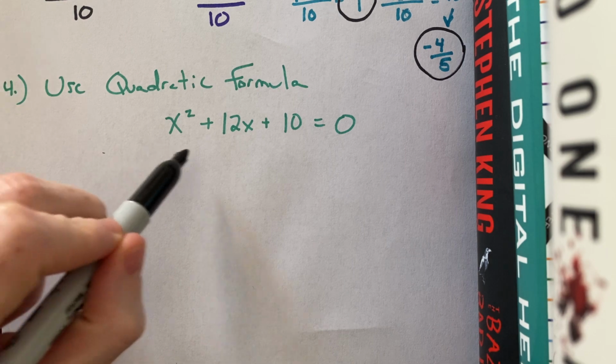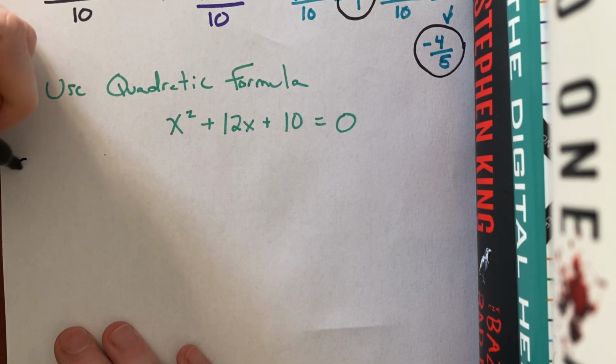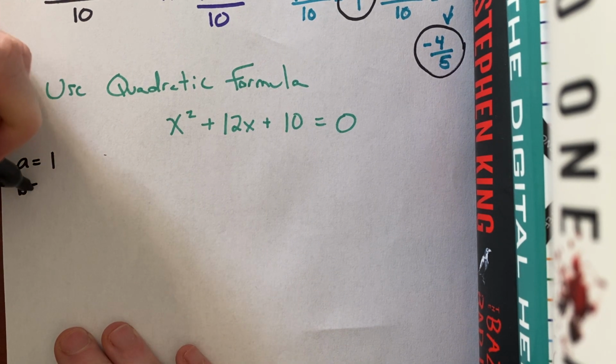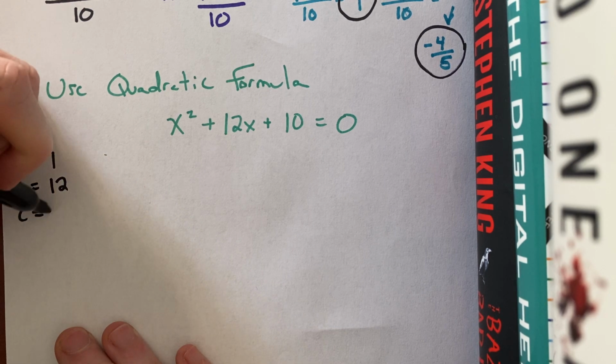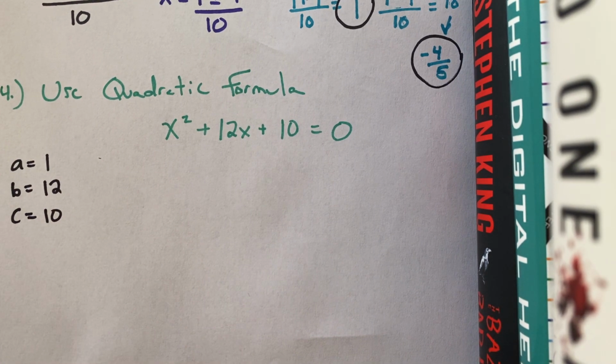All right, so good news, I'm already in standard form. Let's go through and label A, B, and C. A is 1, B is 12, and C is 10. Since I'm already in standard form, I can jump right into my quadratic formula.